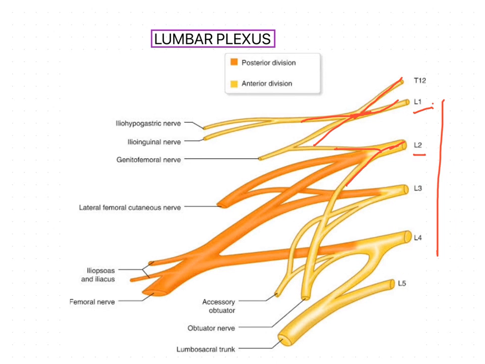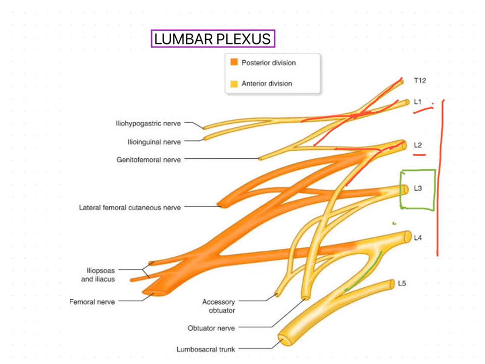L3 will not divide into upper and lower division. So this is very important here. That is, L3 is not dividing into upper and lower divisions, so you have to keep it in mind. And again L4. So already we know that some part of the L4 is going to help in the formation of the sacral plexus. So leave that part.